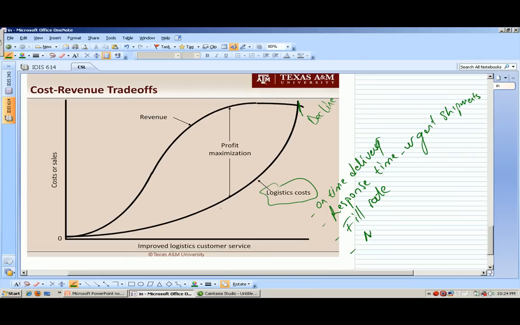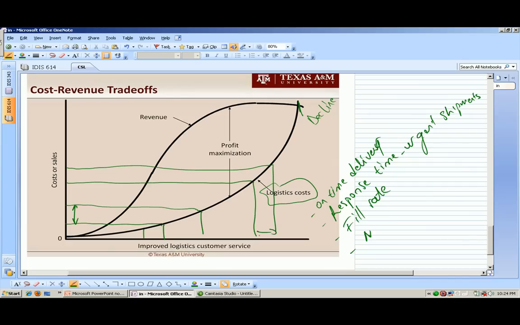Now in this graph, your cost increases a lot. Initially you can spend a little bit of money. Let's say I'm going to spend this much money, and I get this much improvement. For the same amount of expenditure, later I'm going to get less customer service level improvement. This was my improvement. So the cost increases at one rate, and the revenue gain goes down at a different rate.